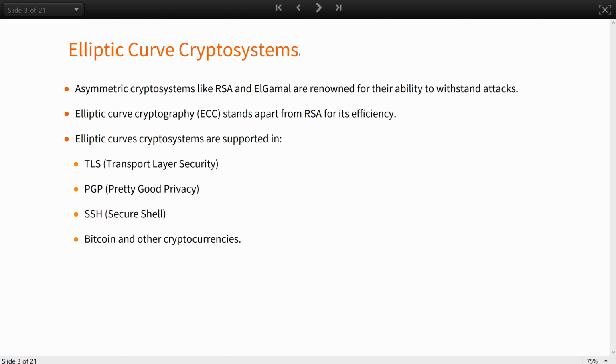Elliptic curve cryptosystems are supported in most main web communication technologies, like TLS, PGP, and SSH to name a few, not to mention Bitcoin and other cryptocurrencies. However, while the algorithm of RSA is relatively simple to explain and rough implementations can be created quite easily, as you have seen in a previous lesson, the foundations of elliptic curve cryptography are less known.